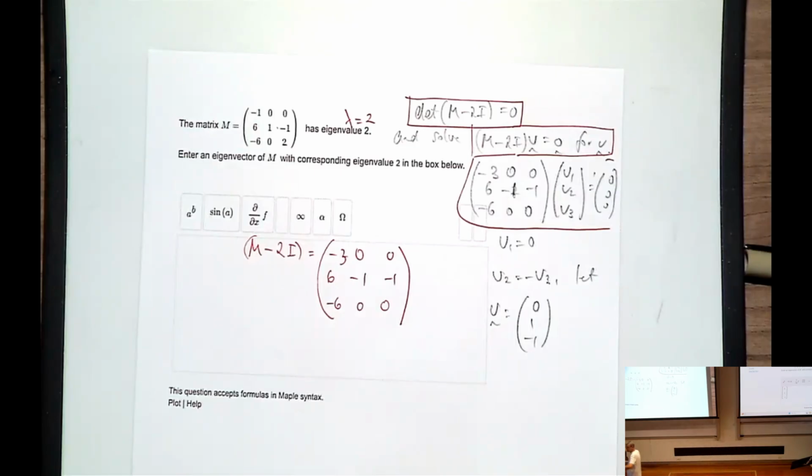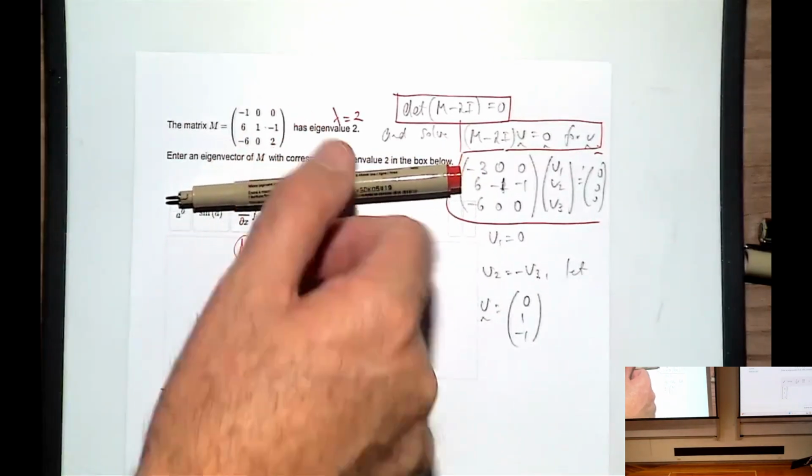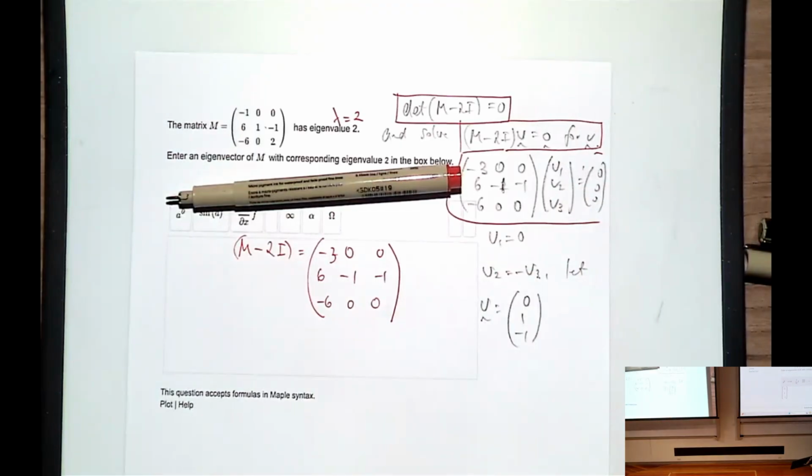Okay? What does row 1 tell you? Come on, you've got to help me out here. What does the row 1 tell you? V1, 0. And what does row 3 tell you? So row 3, what does that tell you? No. It's a bit of a trick question.